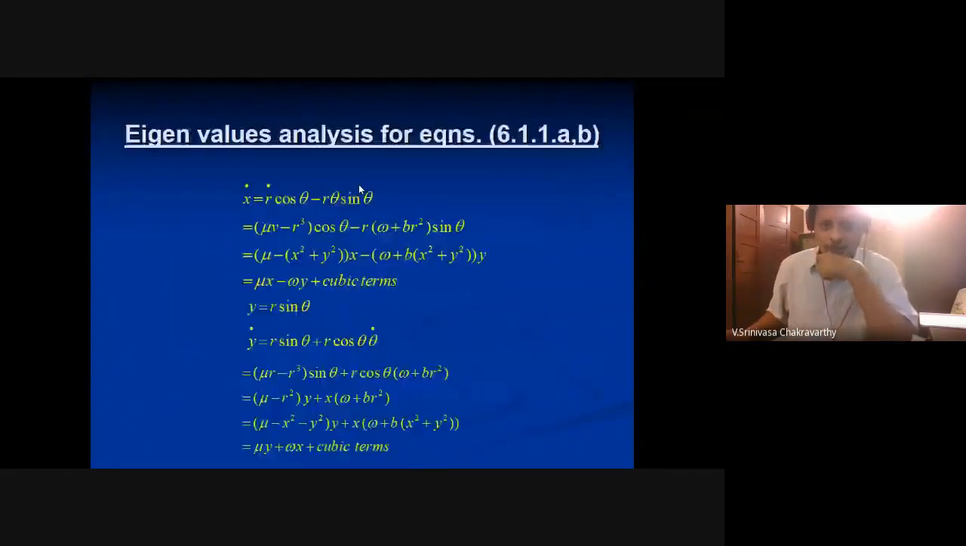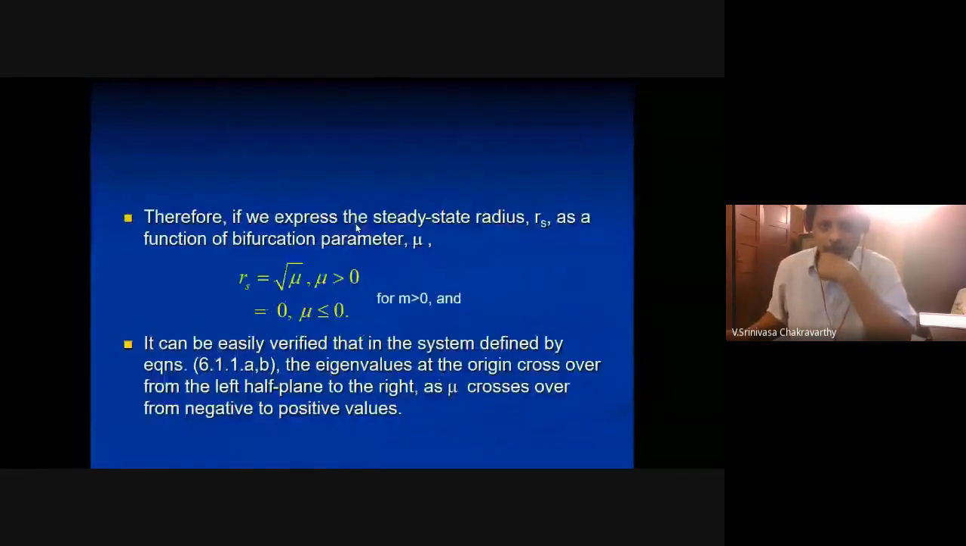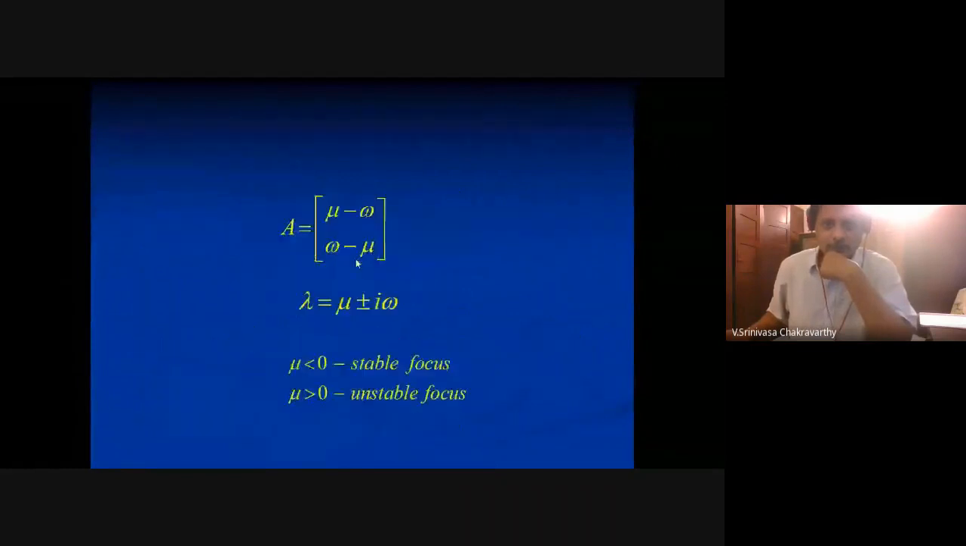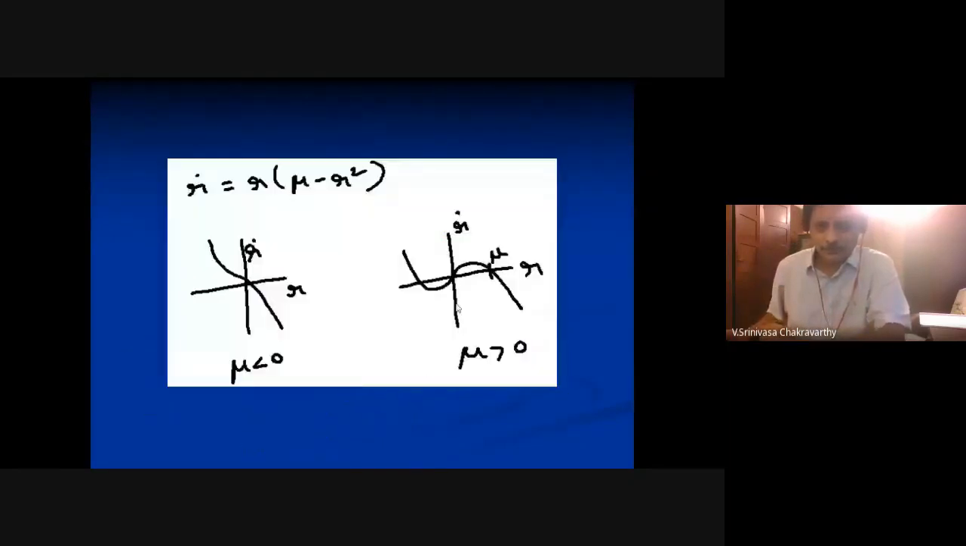And you can also show that at that point your eigenvalues change from left half plane to right half plane, because as mu goes from negative to positive, you can see that the eigenvalues are this, right? And so for mu less than 0, it's a stable focus, and for mu greater than 0, it's an unstable focus. The origin is an unstable focus. So therefore, for mu greater than 0, this becomes unstable, and this is stable.